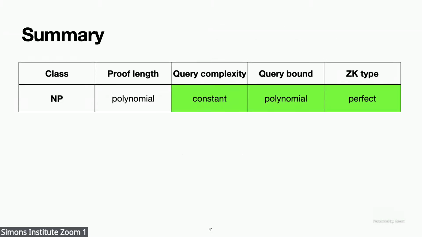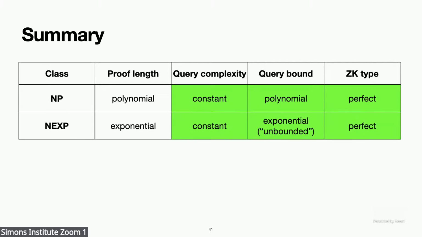Okay. So it is time for me to wrap up. Like I said, we get zero-knowledge PCPs for NP with polynomial proof length, constant query complexity, polynomial query bound, and perfect zero knowledge. We also get the same thing for NEXP with exponential proof length now. And because the proof length is exponential, you can make the query bound exponential, and then you can say it's unbounded queries, because no polynomial time adversary can query the whole proof.